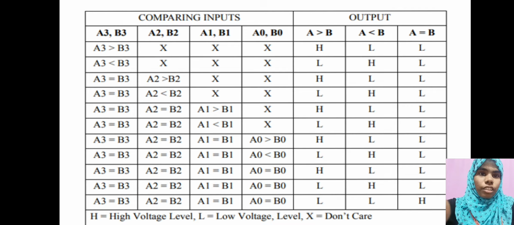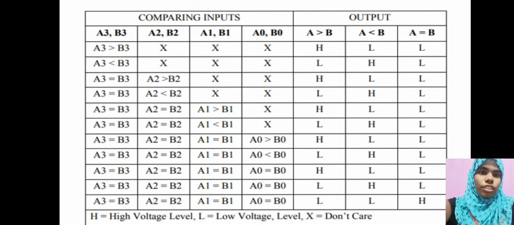A3 equals B3, A2 equals B2, A1 greater than B1. When A1 is greater than B1, obviously A is greater than B, so the output is A greater than B. We don't compare A0 and B0. A greater than B is 1.